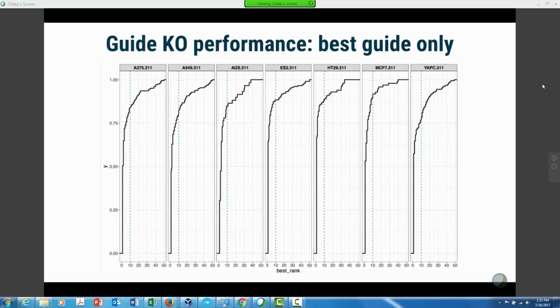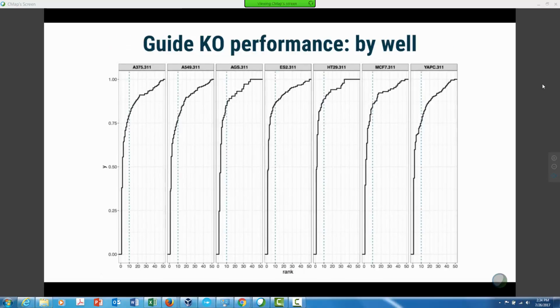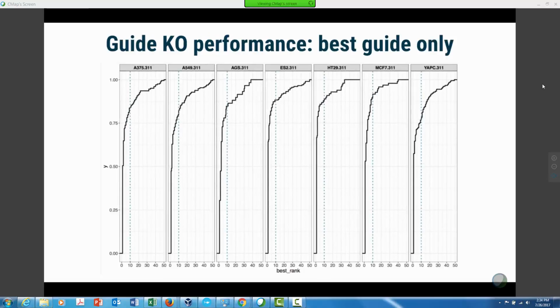And just to contextualize that value a little bit, this is the same plot, but it's the best guide of all the guides we had targeting a gene. If you flip between them, you see that the values change a little bit, but not a lot. And to me, this is particularly promising because it indicates not that there's just a subset of guides that are, for some reason, way better, but that the guides overall, at least from a knockout standpoint, are working quite well.